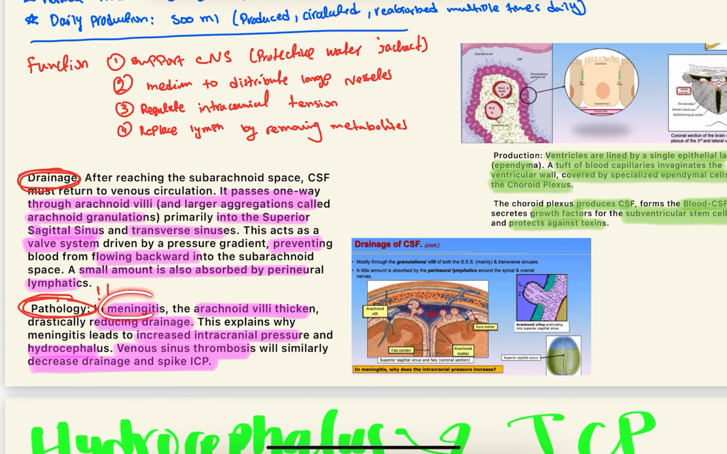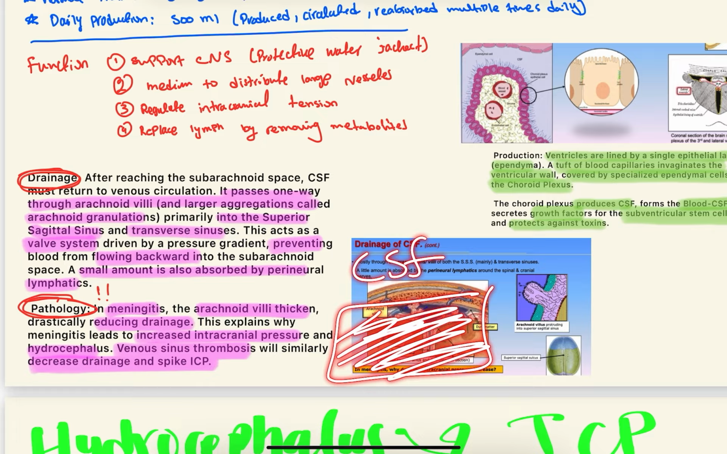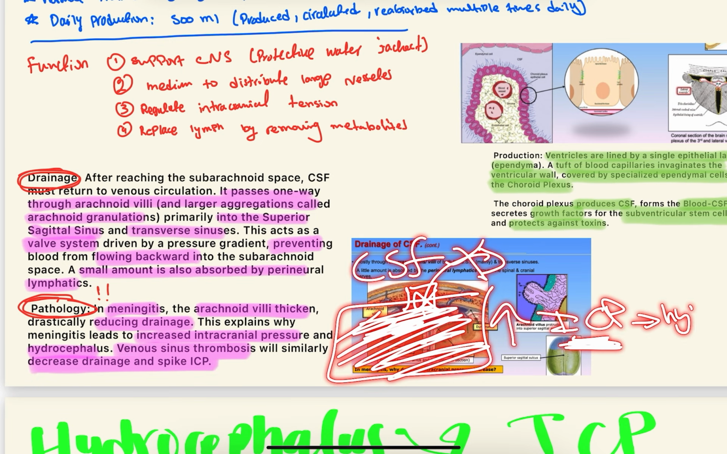Now, in the case of meningitis, what will happen? In the case of meningitis or venous sinus thrombosis, these people who have these diseases, it will thicken their arachnoid villi, which will reduce the drainage. And when it reduces the drainage, the CSF is going to accumulate. Think of it as accumulating inside this area. The door is locked, it cannot go out. So it will increase for me the intracranial pressure. Okay, and it also could lead to hydrocephalus.